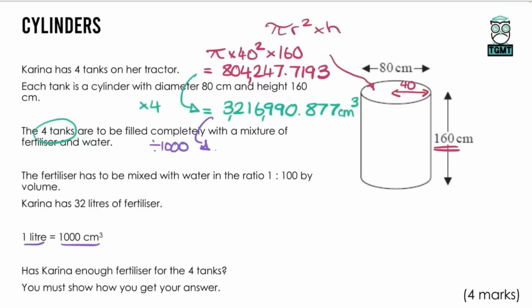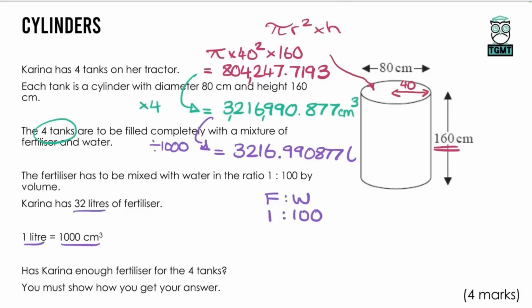So if we divide that by 1,000, at least we're going to get some slightly smaller numbers. So here in litres now, the 4 tanks is 3,216.990877, and that's now in litres. So that's how much space is in those 4 tanks. We just now need to work out exactly how much space we actually need. So the fertiliser is to be mixed with water in the ratio 1 to 100. So the fertiliser to the water is 1 to 100.